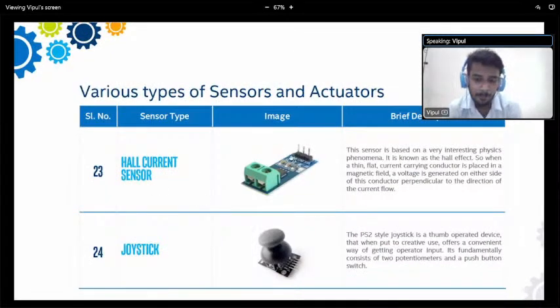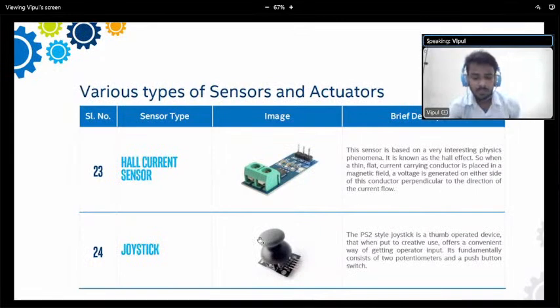Similarly, hall current sensor. As we know, whenever we have a circuit, the current is flowing through the circuit, right? Whenever the current is flowing through any kind of conductor, that will generate some magnetic field. This hall current sensor reads that magnetic field. By reading that magnetic field, it can detect how much current is flowing. So we can use this kind of sensor to read the current, and we can do some actions on that current, or we can generate feedback with this current sensor.